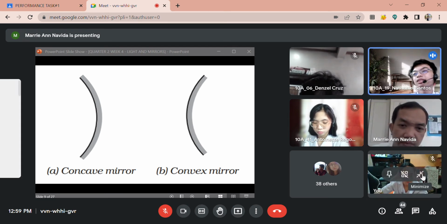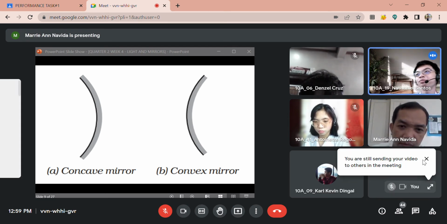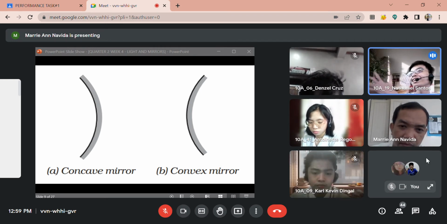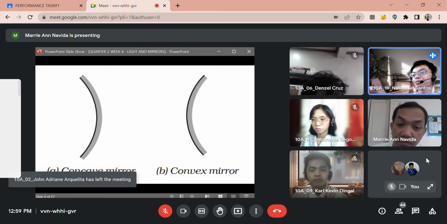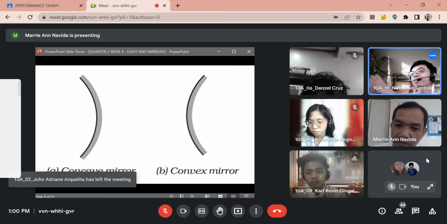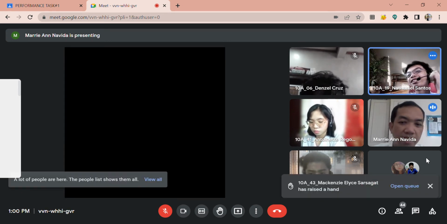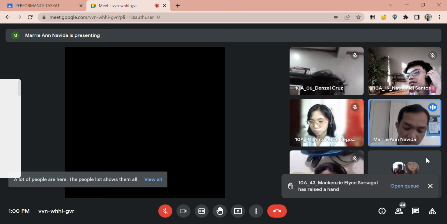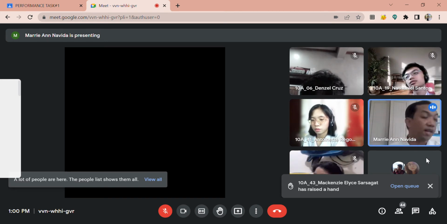Sir, I think the difference is if it's concave, its shape is like half of a circle facing forward. And if it's convex, it's like half of a circle facing backward. Okay. So, yes, Mackenzie, Mackenzie will talk already.